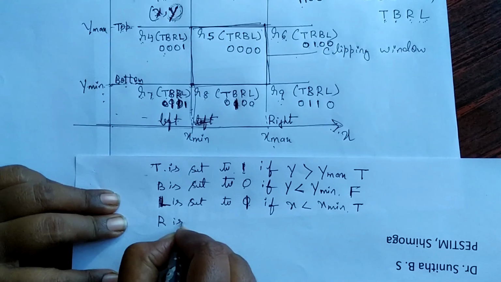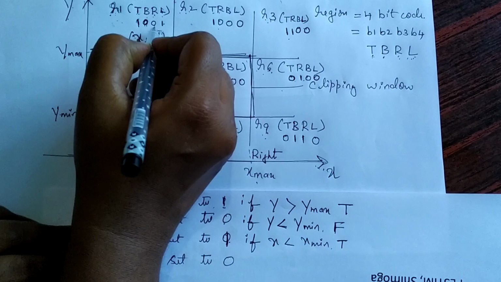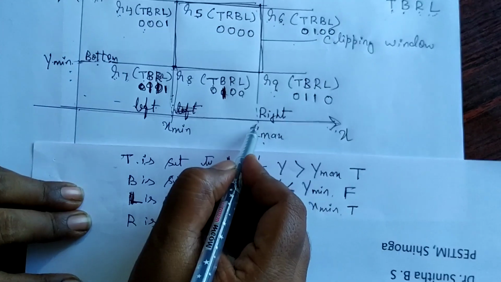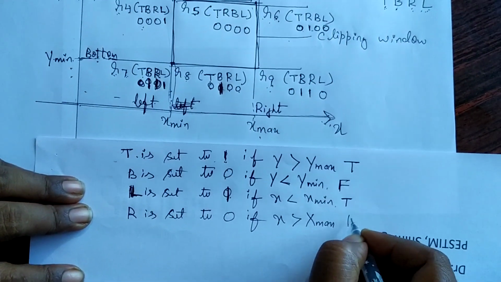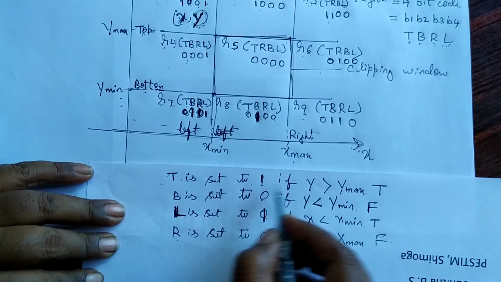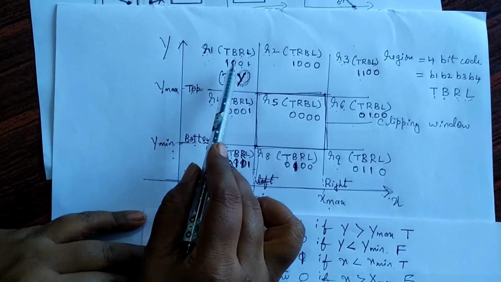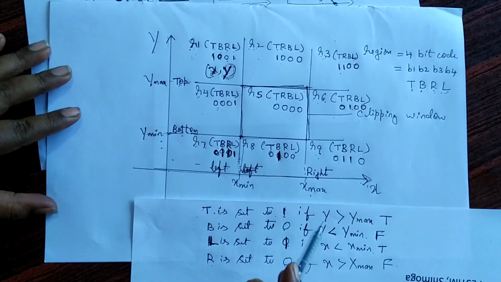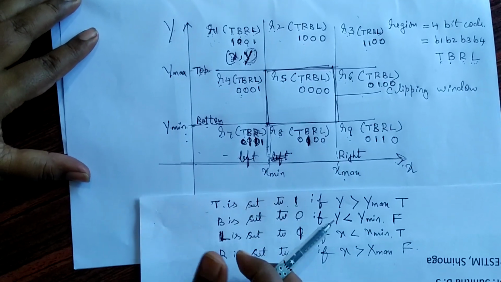Now we'll go for bit R. R is set to 0 in region 1 because my x value is not greater than x max. I'm checking: is it greater than x max? No, the condition is false. That is why the R bit is set to 0. In this way, by checking these 4 conditions, you can assign the bit 1 or 0 for top, bottom, right and left as per this algorithm. Thank you. In the next video, we will discuss an example of the Cohen Sutherland line clipping algorithm.